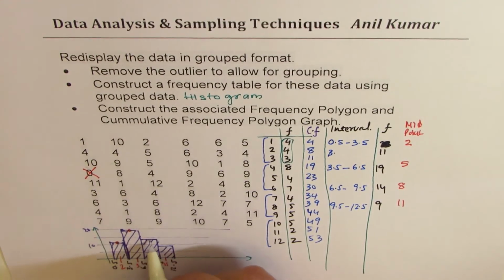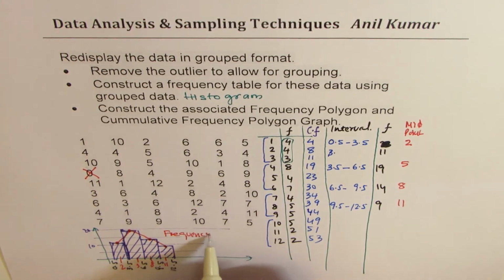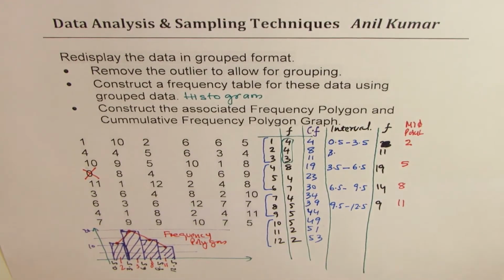We mark their center values. And if you join them, we get the frequency polygon. You get an idea. So this becomes your frequency polygon. So we have constructed both the histogram and the frequency polygon in the same graph.